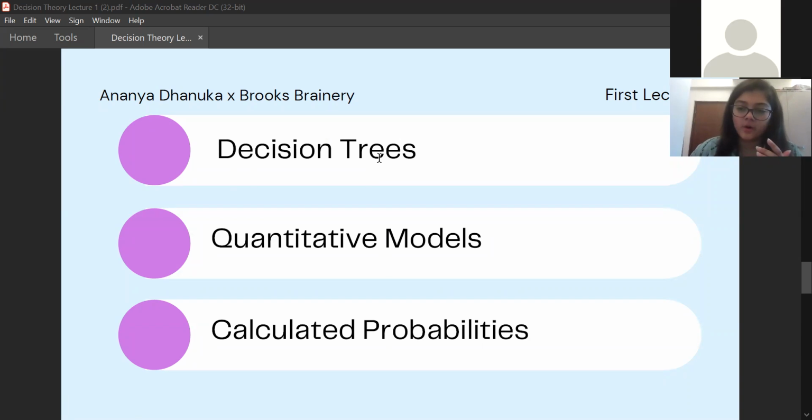We won't go deep into what and how to calculate decision trees, because I think given the demographic that we have, that's just going to be too much.